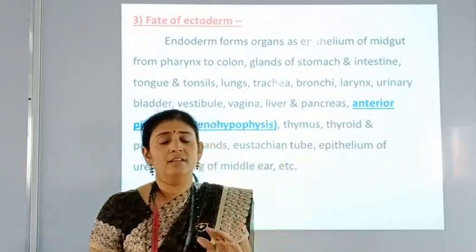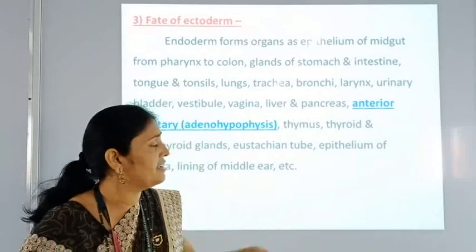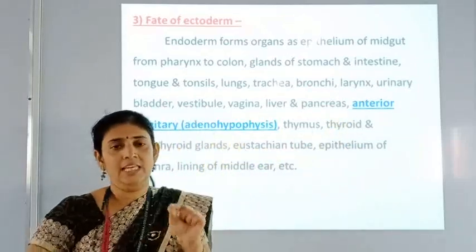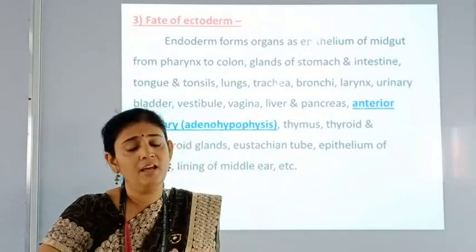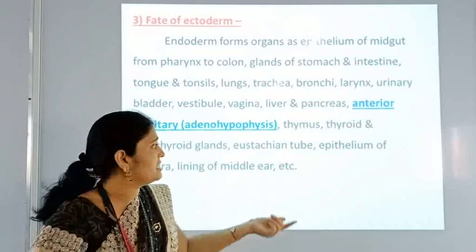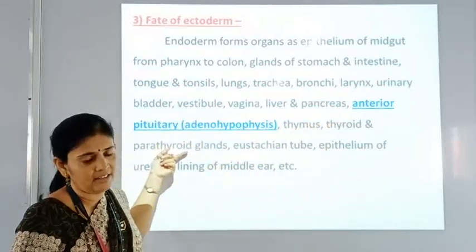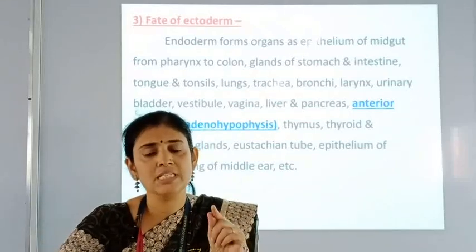And the pituitary gland: the anterior lobe, which is called the adenohypophysis, is derived from this endoderm, that we have to remember. And different endocrine glands like thymus gland, thyroid gland, parathyroid gland, these three endocrine glands are derived from this endoderm layer.